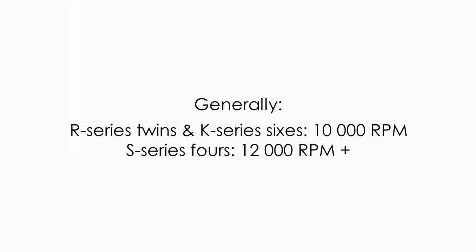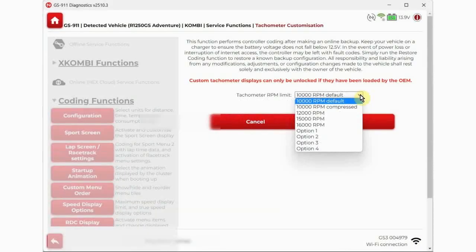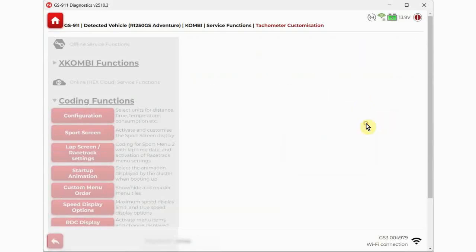A standard upper limit of 10,000 RPM is usually shown on the tachometer for R-Series boxer twins and 6-cylinder K-Series models. Standard upper tachometer limits in excess of 10,000 RPM usually apply to high-revving 4-cylinder models, such as S-Series. Note that no matter what the displayed rev range on the tachometer is set to, the setting has no effect on the motorcycle's factory rev limit. To program the rev range settings into the instrumentation display, click Continue.